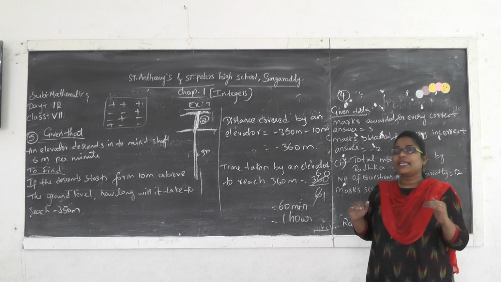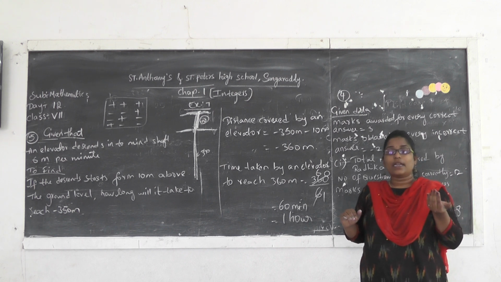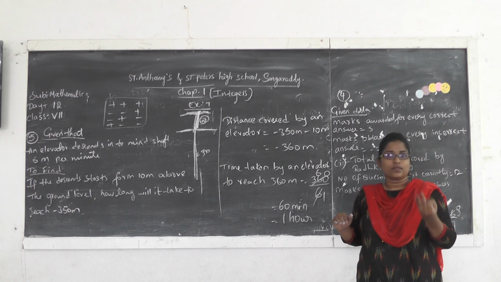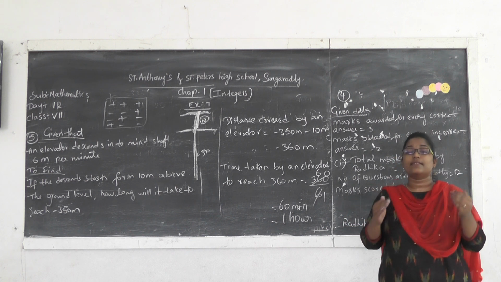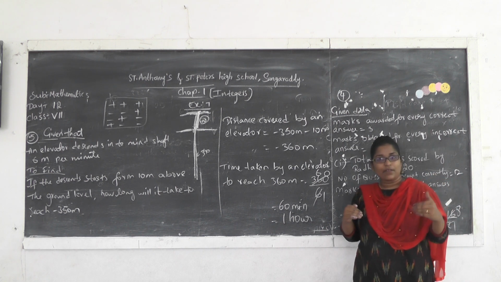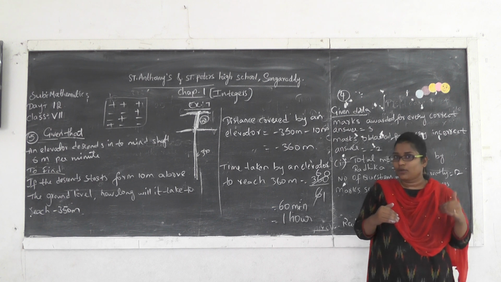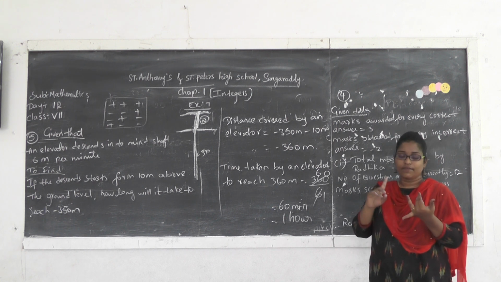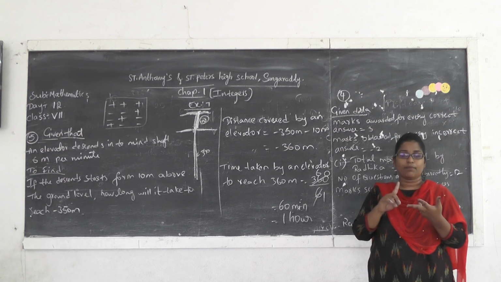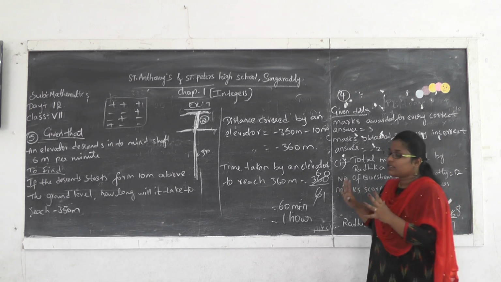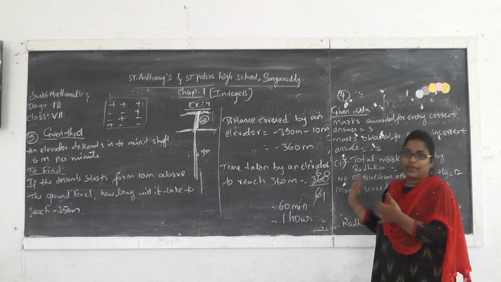Okay, and later we discussed the properties. Closure property, commutative property, associative property, distributive property, and multiplication by 1. One is called the multiplicative identity. Multiplication by 0, division property, division by 0, division by 1, and finally we completed with our real life examples.